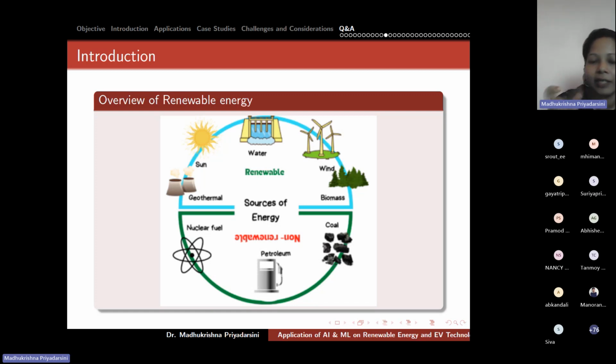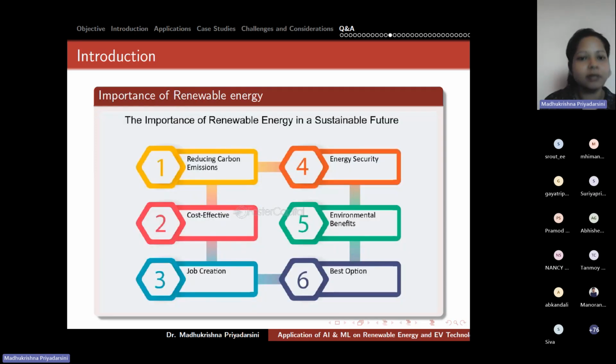All of you know that the renewable part is going to be recycled, and the non-renewable part is not going to be recycled. The importance of renewable energy in a sustainable future is that you are reducing carbon emissions. It is cost effective also. It is creating jobs in the industries, and it is providing energy security and environmental benefits. This is the best option because it is recyclable.